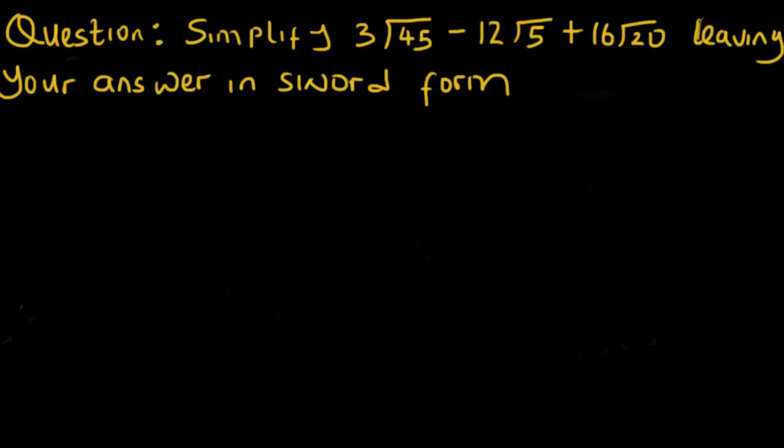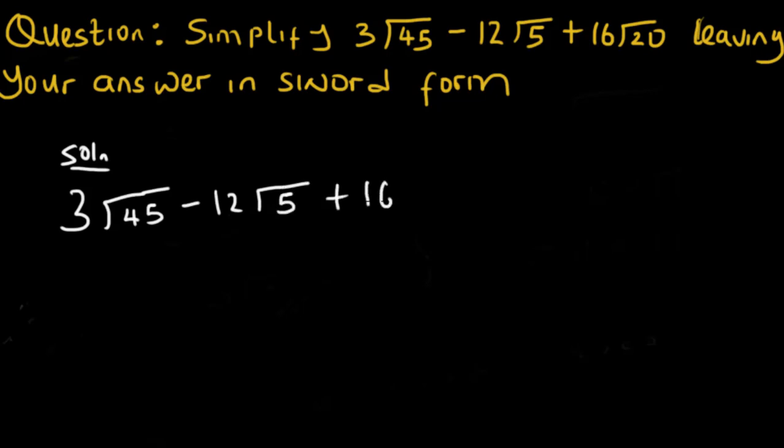So we have this question: simplify 3 root 45 minus 12 root 5 plus 16 root 20, leaving your answer in surd form. Now let's solve this. So we have 3 root 45 minus 12 root 5 plus 16 root 20.